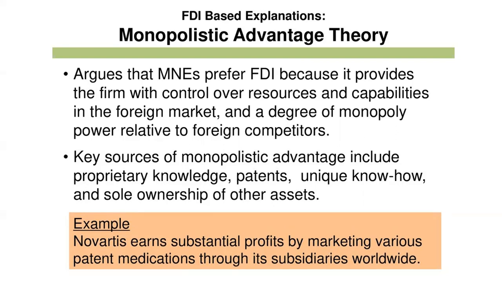market. Okay, the key sources of monopolistic advantage include the proprietary knowledge, patents, unique know-how, and sole ownership of other assets. These are some points you should remember, that what are the key sources of the monopolistic advantage. Then an example is given that Novartis earns substantial profits by marketing various medications through its subsidiaries worldwide. Okay, here one example of Novartis is given.